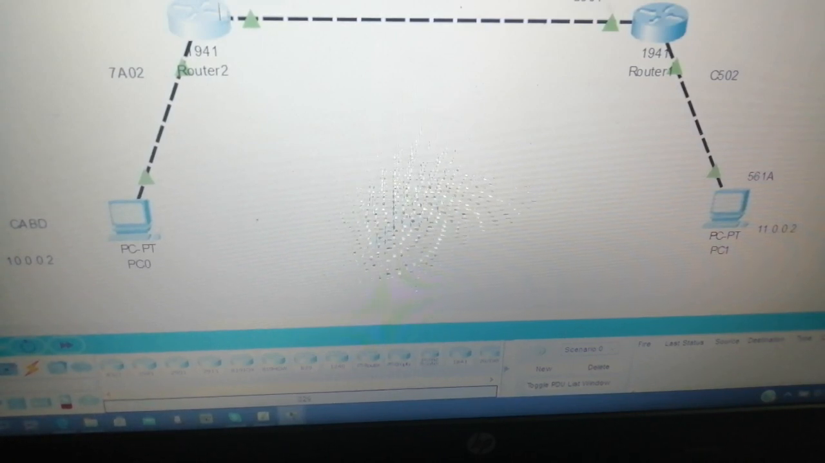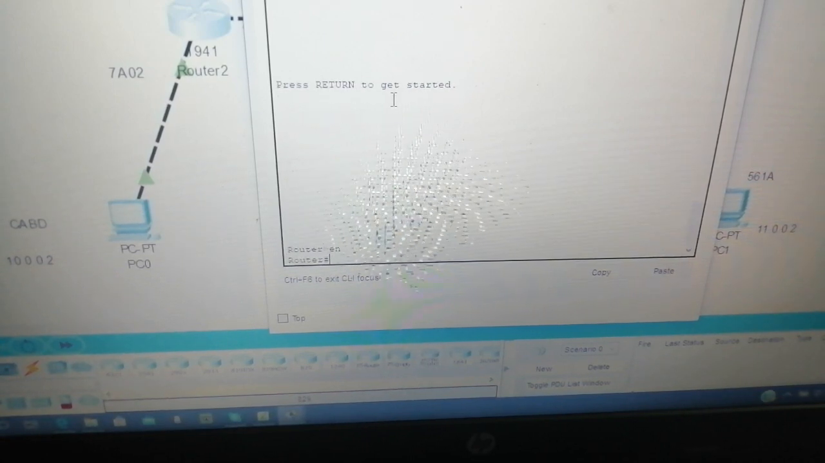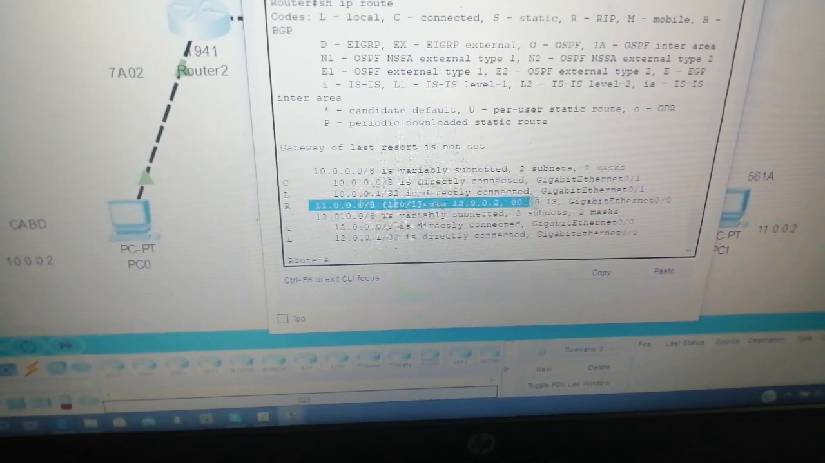I'm going to show you again. Show ip route, and you can see here, I'm highlighting it, that the network 11 is connected via 12.0.0.2. So that's how every router evaluates a packet. It sees the IP address of source and destination and then checks if that destination is directly connected to it or is connected via some other router.